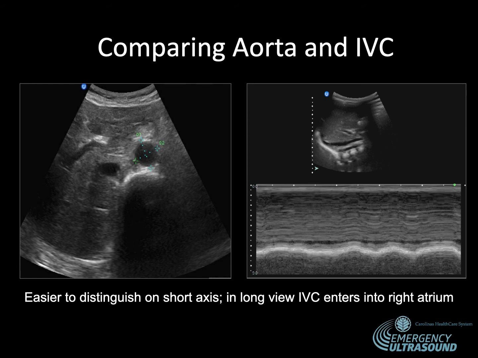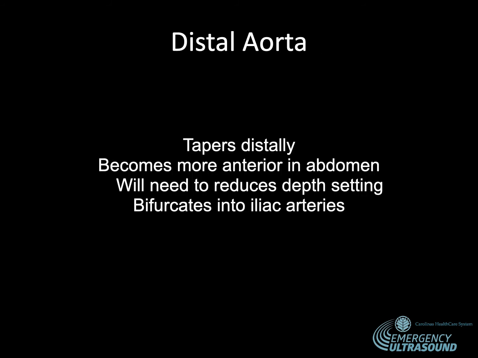We can also look in long axis. In the long axis, we can follow the IVC as it enters the right atrium and look for triphasic respiratory variation. So now that we've scanned the proximal aorta, in transverse and longitudinally, because when you're doing an ultrasound exam of the aorta, you want to make sure that you get proximal transverse, proximal sagittal views, and then you want to scan down to the aorta to view the distal aorta.